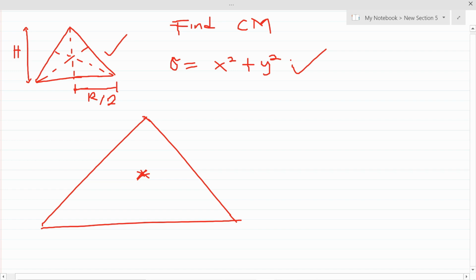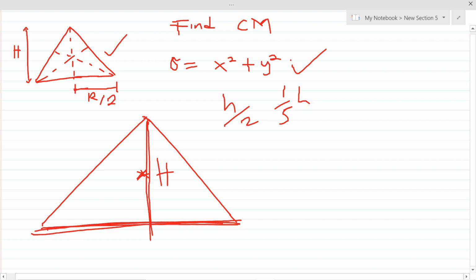Since the height is given, let's say this is h, then the center of mass will be some part of the h. It can't be 2h because it can't be more than the h. So you see that half h, 1/5h, something like that. It should be some part of the height. We know the base and the height, but there is no way the center of mass will be located on this base here. So it has to be on this line.